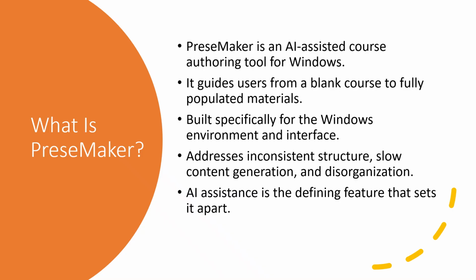What makes it genuinely different from conventional authoring tools is the role AI plays in the process. This is not a feature that was added on as an afterthought. The AI assistance is central to how the tool works, and it is what allows authors to move faster and produce more consistent results than traditional approaches allow.